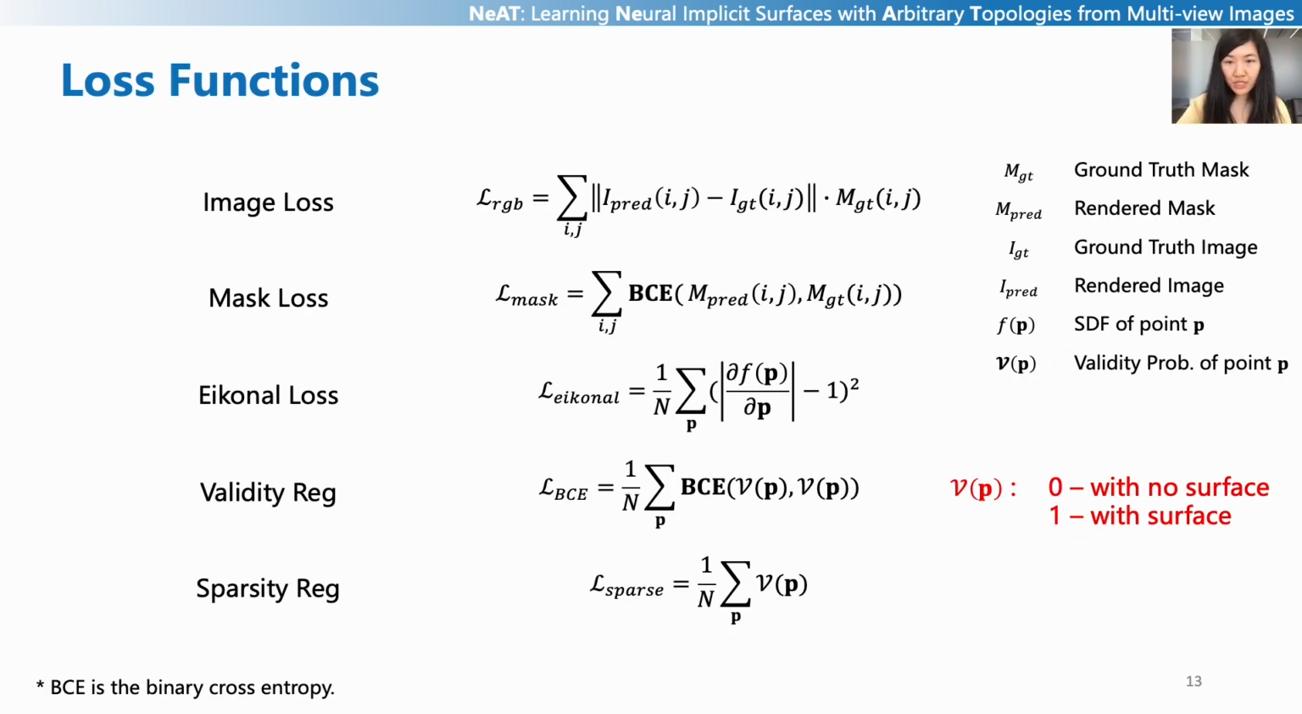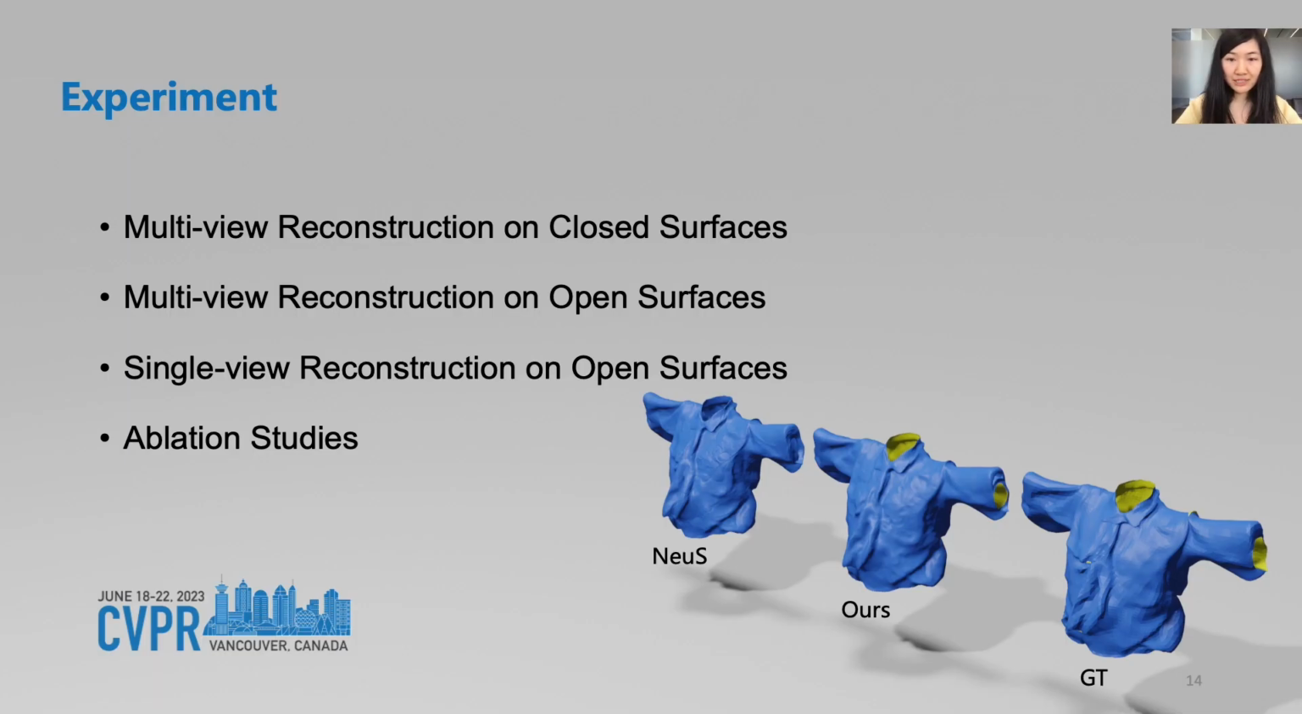We supervise the training of NeAT with 5 losses. Except for the commonly used RGB loss, mask loss, and eikonal loss, we additionally added 2 regularizations. The validity regularization accounts for the binary existence of the surfaces, while the sparsity regularization prevents redundant surface prediction for open structures. We validate NeAT using 3 experiments.